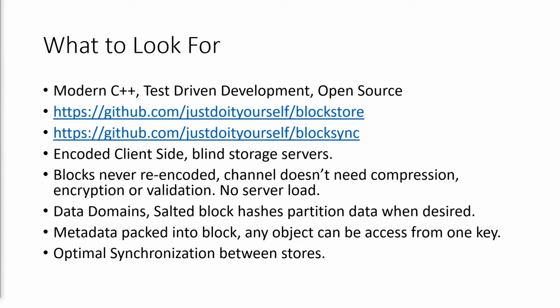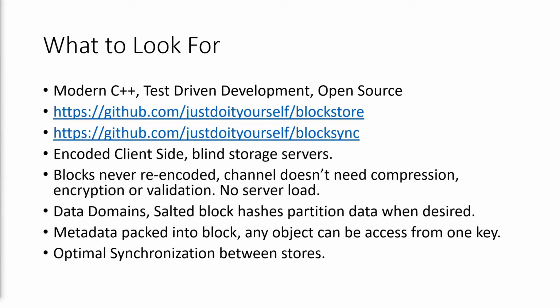Here's some things to look for as I demo this project. This is a modern C++, test-driven development, open source project. You can access the code on GitHub. Encoding happens once on the client side, and all storage servers are blind. The block is a black box. There isn't a constant chain of encoding and re-encoding occurring every time the abstraction layer changes from transport to storage. Blocks are never re-encoded. The channel doesn't need compression, encryption, or validation. There is no CPU load on the server.